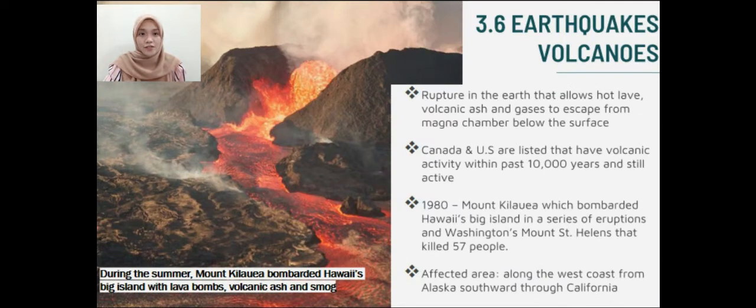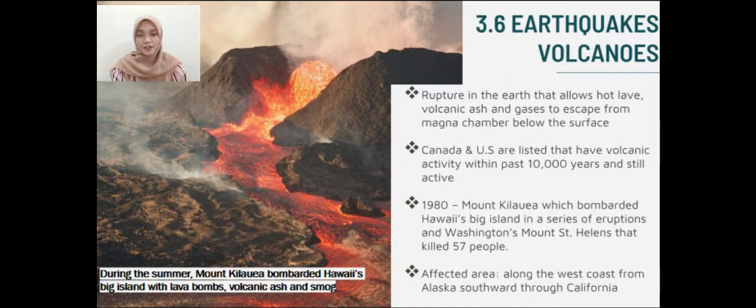So the last natural hazard under this region is the earthquake and volcanoes. A volcano is a rupture in the earth that allows hot lava, volcanic ashes and gases to escape from the magma chamber below the surface. So what actually is a volcanic earthquake?